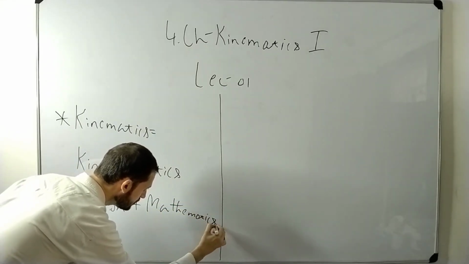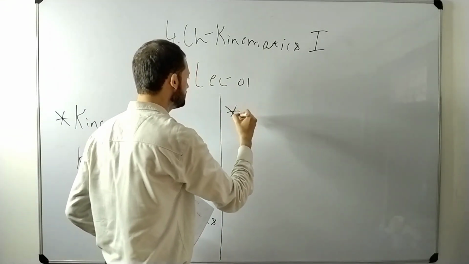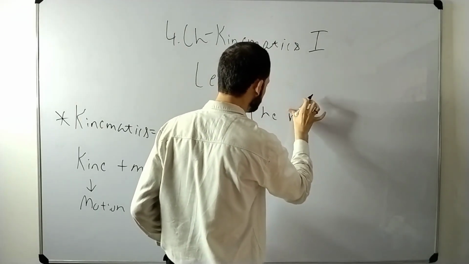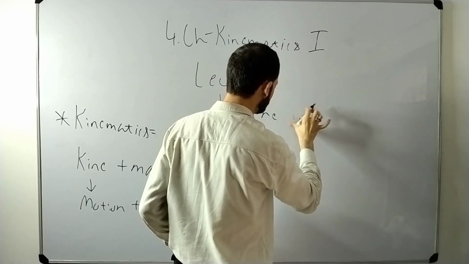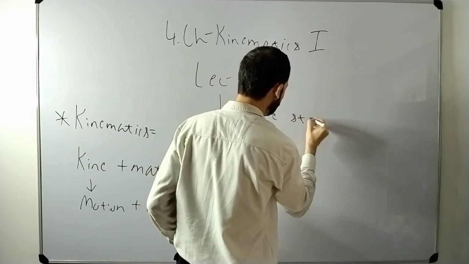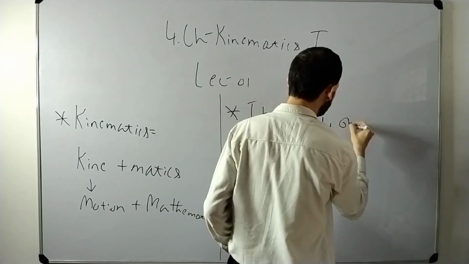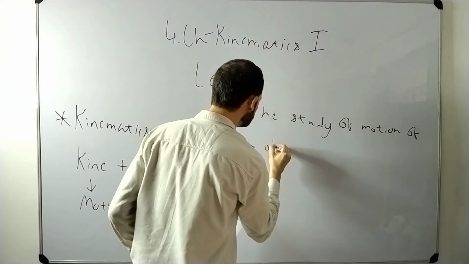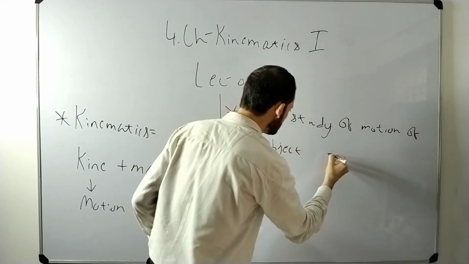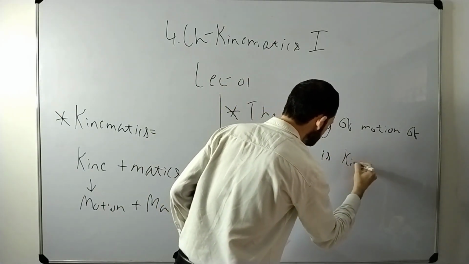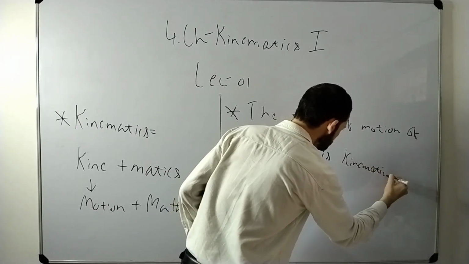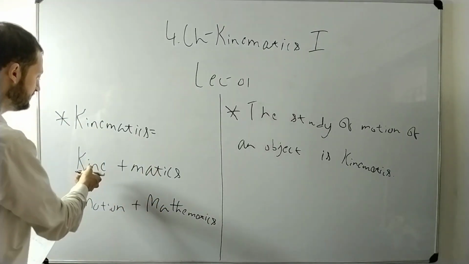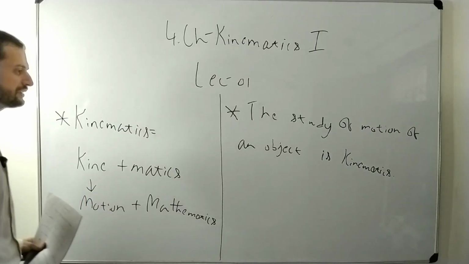Okay students, so I can say the study of motion of an object is kinematics. And it is done through the help of mathematics, so that is why. Kine is basically a Greek word which stands for motion.